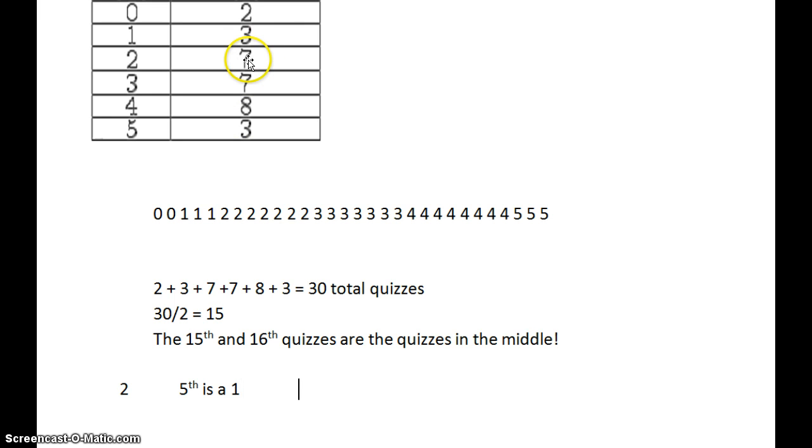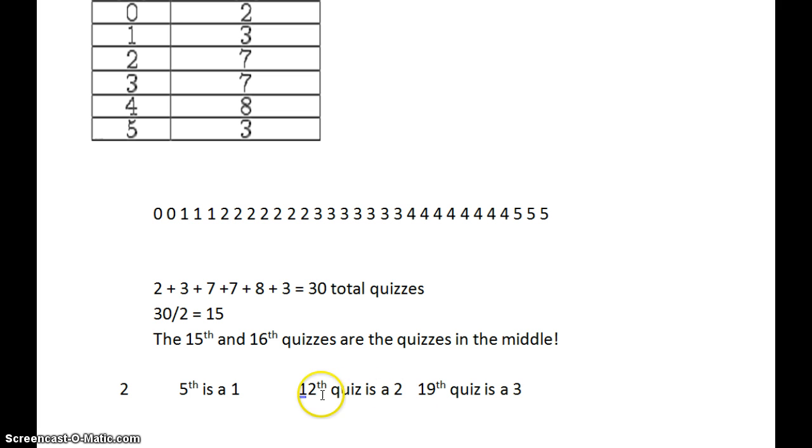Well, we can add 7 more to that and get the 12th quiz is a 2, because there's 7 total 2s. So after the 5th one, add 7 more, we're at the 12th quiz, and it's a 2. Add 7 more to that, and we get the 19th quiz is a 3. Alright, so we've gone past what we want now. We want the 15th and 16th.